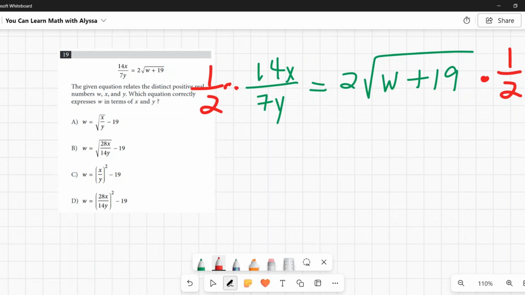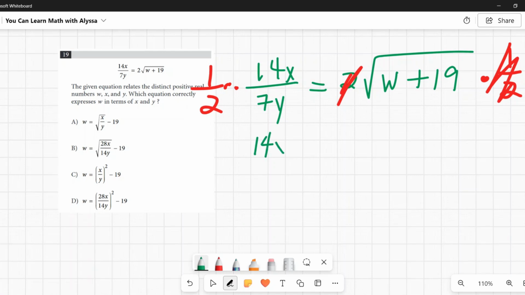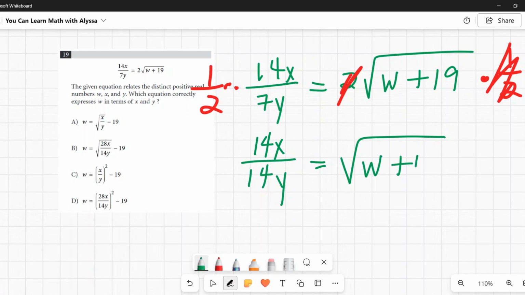When you're dealing with fractions, the 1/2 is easier. So on the right-hand side, that 1/2 and the 2 cancel out. On the left, 1 times 14x is just 14x, and on the bottom, 2 times 7y is 14y, because I can multiply that 2 by 7. And on the right, I have the square root of w plus 19.